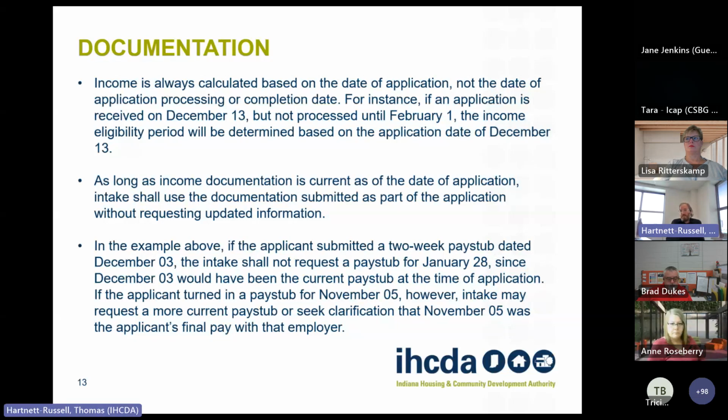If the applicant turned in a pay stub for November 5th, however, intake may request a more current pay stub or seek clarification that November 5th was the applicant's final pay with that employer. And of course, with a November 5th one, because it is within 90 days, you could still use that 13-week method. It is still recommended that you seek clarification whether they continued working after November 5th, for reasons that will become apparent once we go through the demonstration of the 13-week workbook.